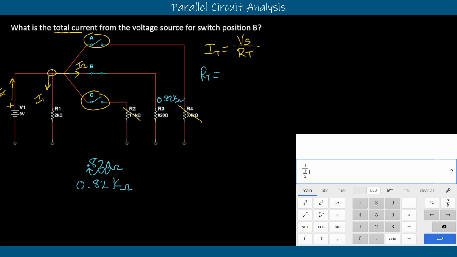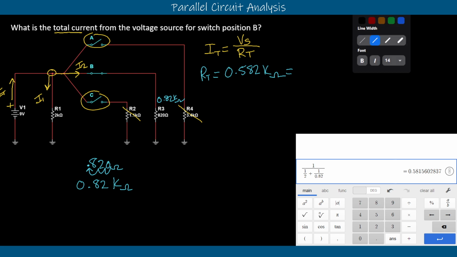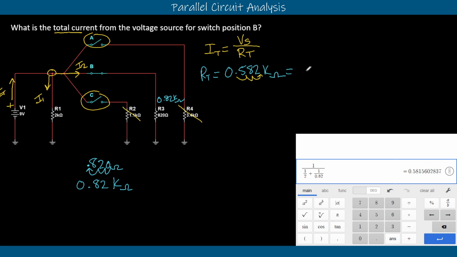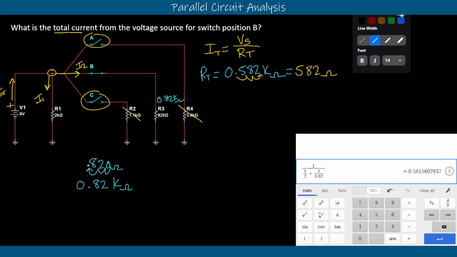So back over here, we'll say that it's 1 over 2000 plus 1 over 0.82. That's the same as 820. And that gives us kiloohms out, right? That means that we have 0.581. We'll round that up to 0.582 kiloohms. We can make that into ohms since that's not a very nice number, right? We can evaluate this further and say that if we move our decimal point back, 1, 2, 3 locations again, we end up with 582 ohms.